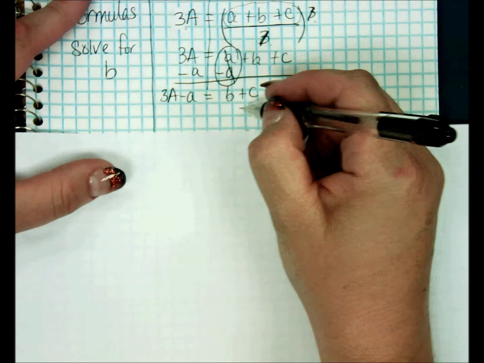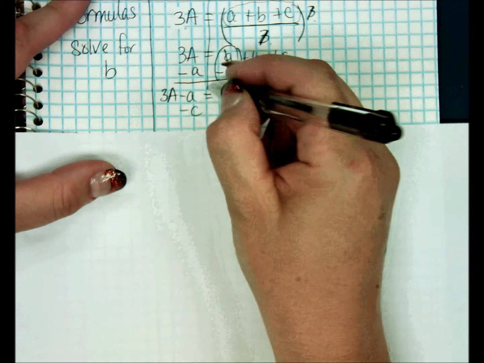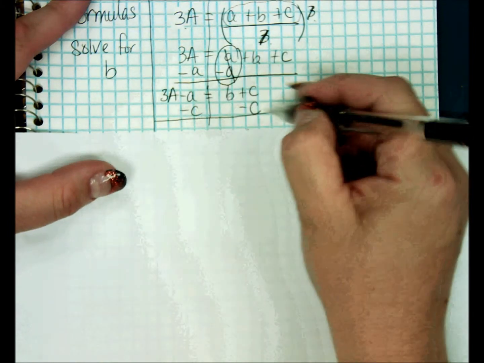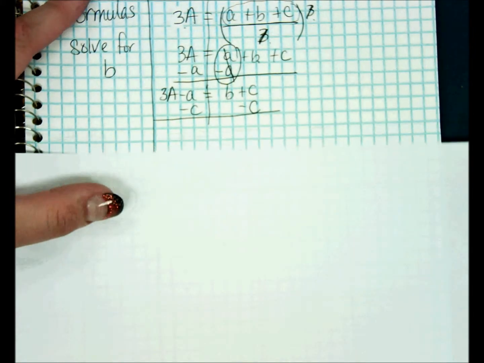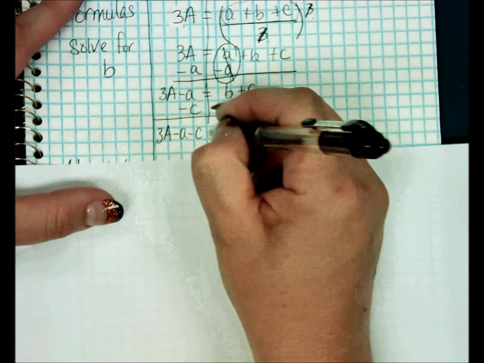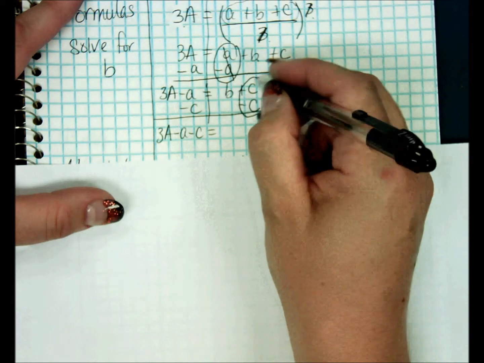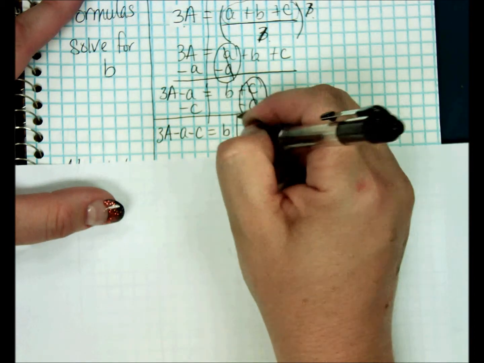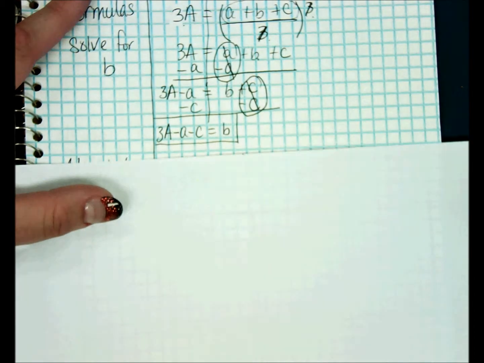Now I want to get that c away from both sides. On this side, I have candy corn and Smarties, so 3a minus c. And on this side, that makes a 0. I'm left with b. And that's what I was looking for.